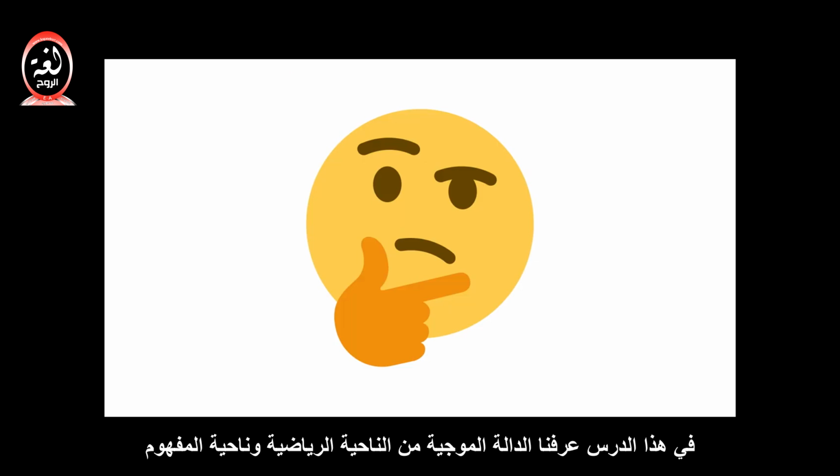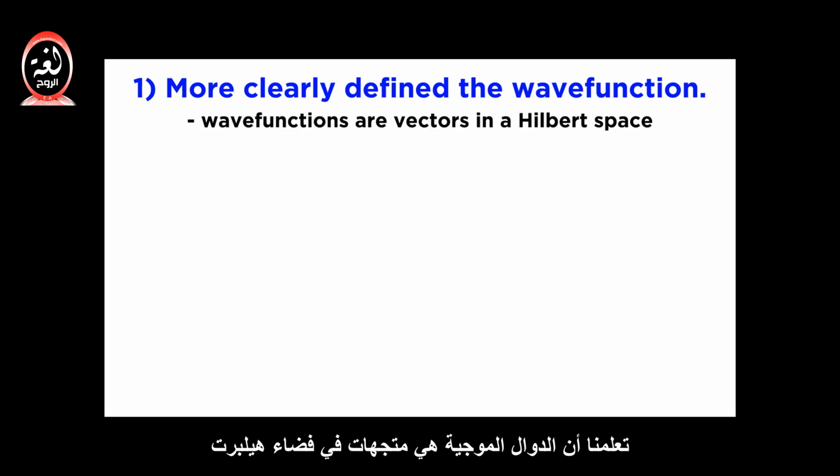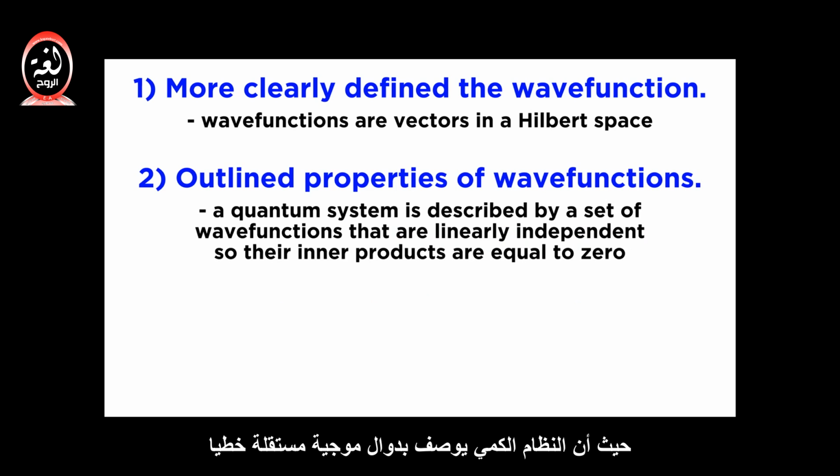In this tutorial, we did several things. First, we more clearly defined what a wave function is from both a conceptual and mathematical standpoint. We learned that wave functions are a special type of vector living in something called a Hilbert space. Next, we outlined the most important properties of wave functions, namely that a quantum system is described by a set of wave functions that are linearly independent, meaning that their inner products are zero, except for their self-inner product.